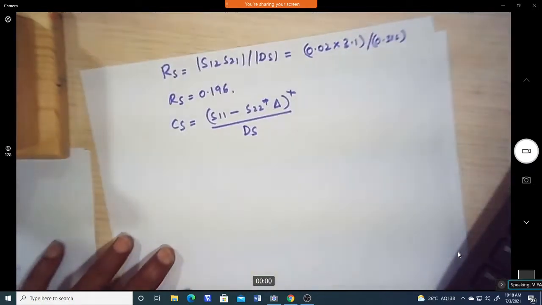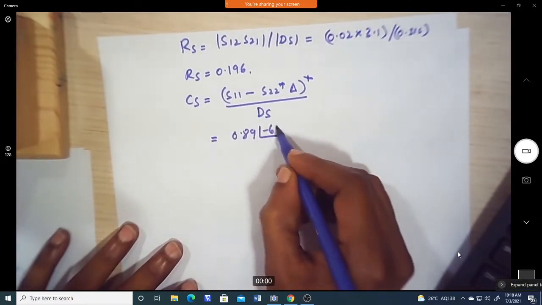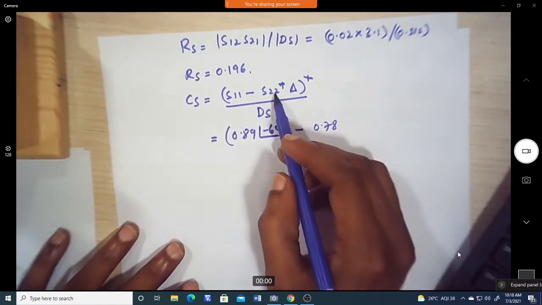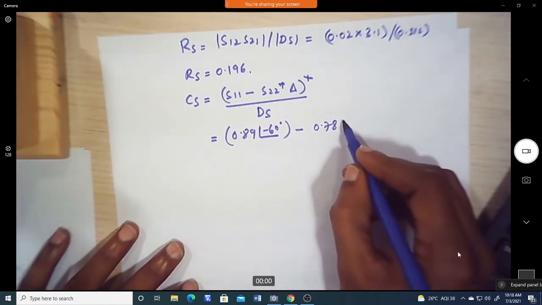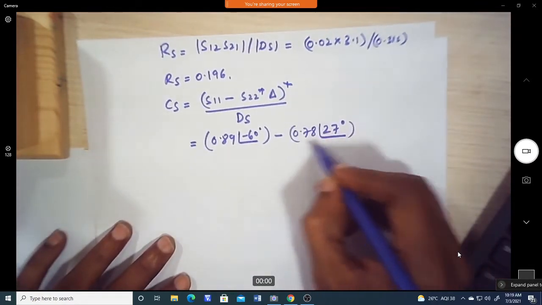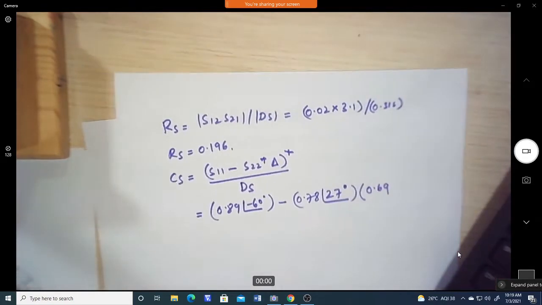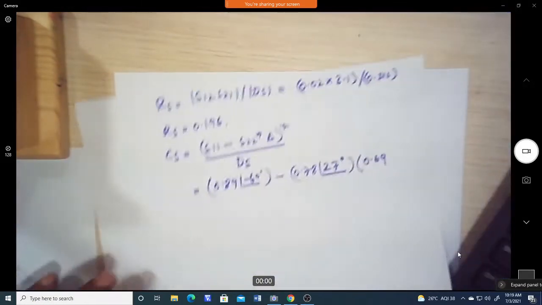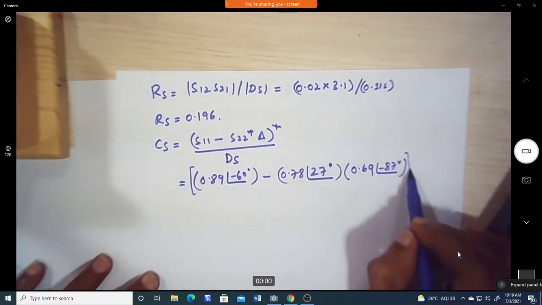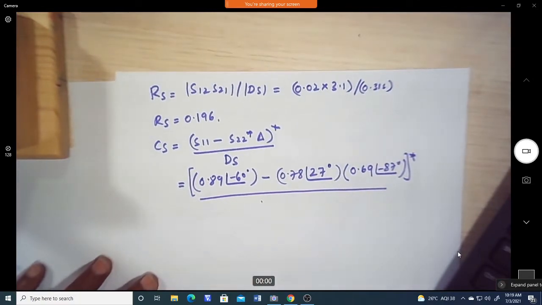So now we can calculate CS. S11 is 0.89 at an angle minus 60 degrees, minus S22 is 0.78. Now we need to take the complex conjugate. S22 is at an angle minus 27; if I take the complex conjugate, it becomes plus 27. This is multiplied by delta, which is 0.69 at an angle minus 87 degrees. This whole thing's complex conjugate is divided by DS, which is 0.316.